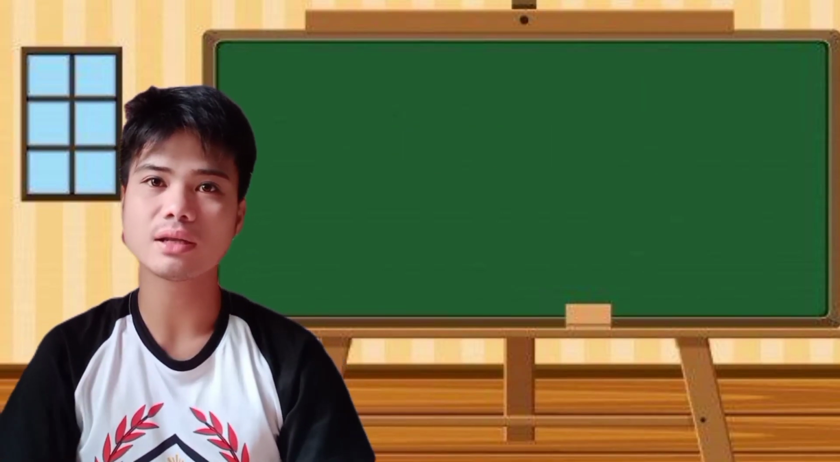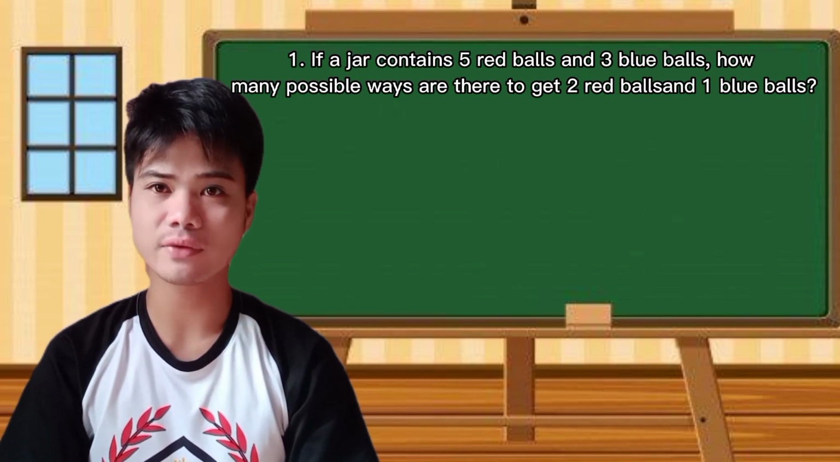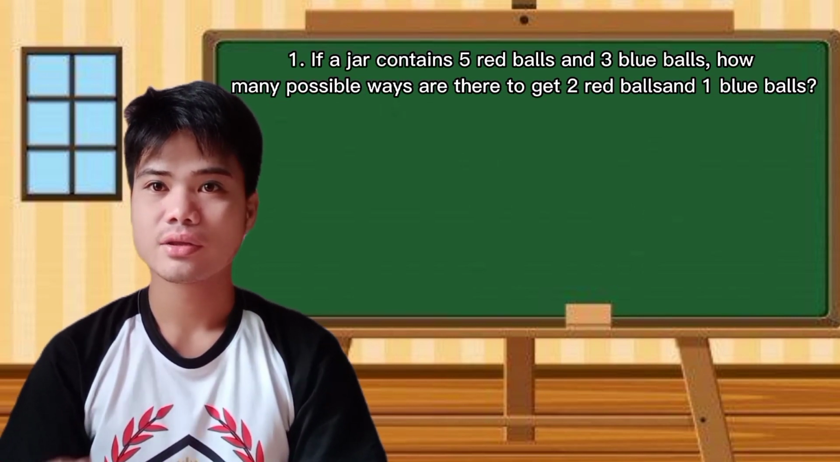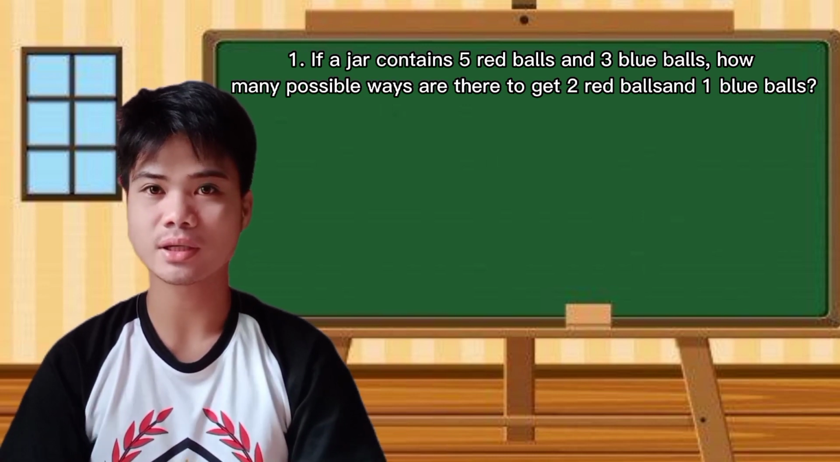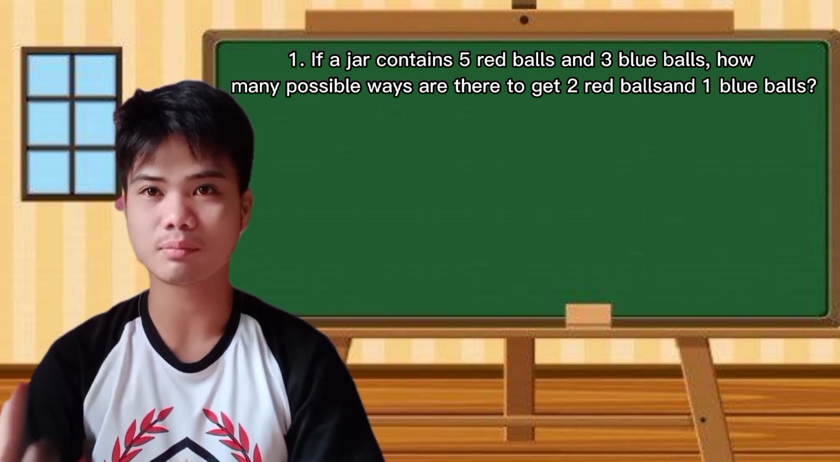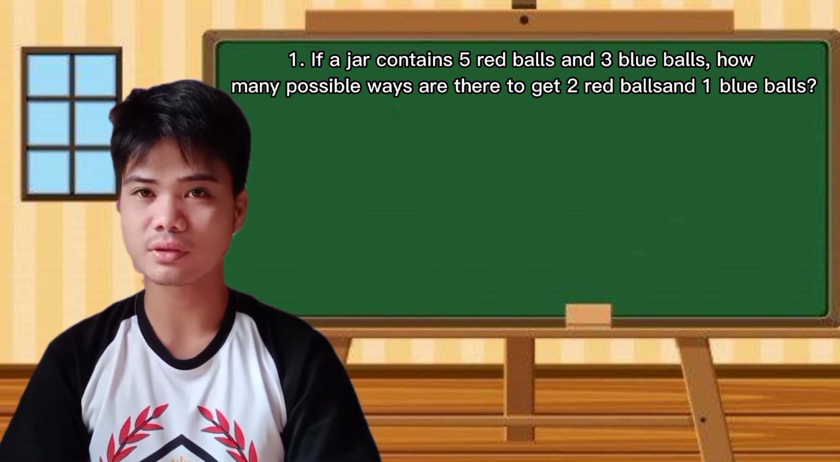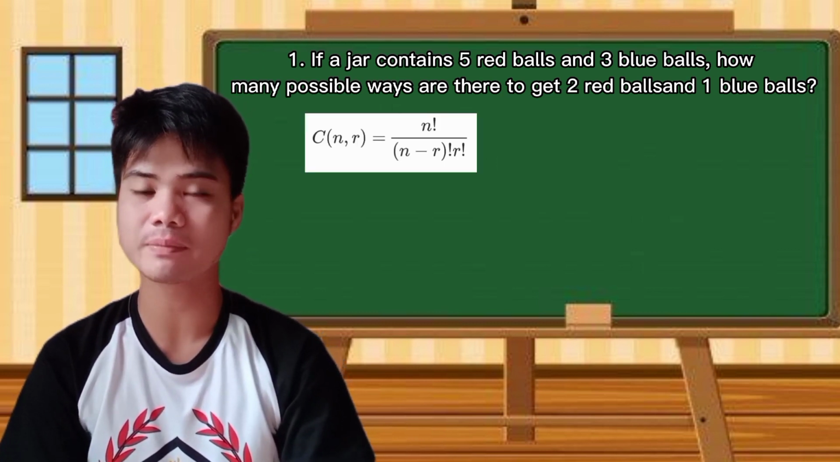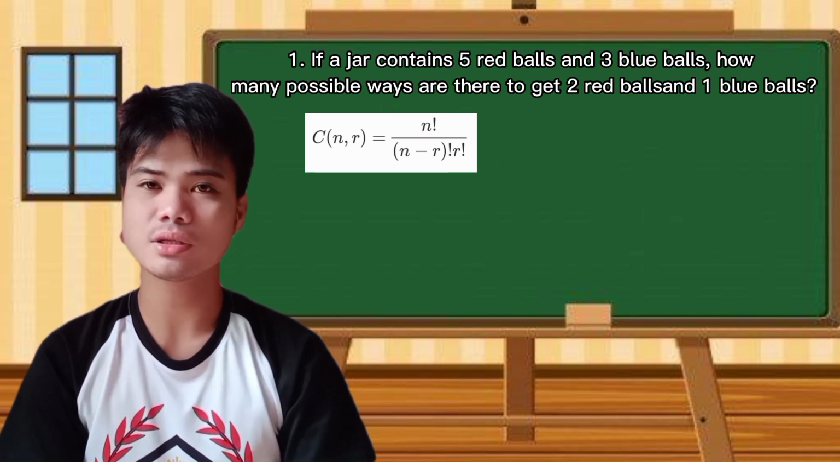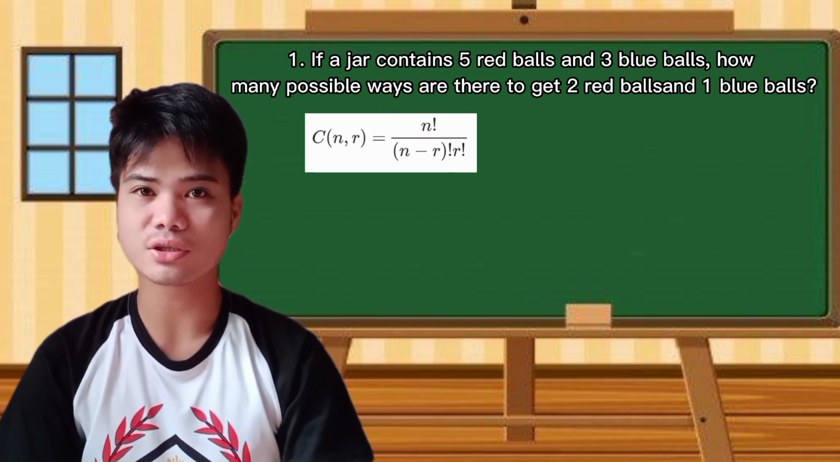So we have number 1. If a jar contains 5 red balls and 3 blue balls, how many possible ways are there to get 2 red balls and 1 blue ball? First, put the formula. We all know that this is a combination because the order in the problem doesn't matter. So this is the formula for combination.